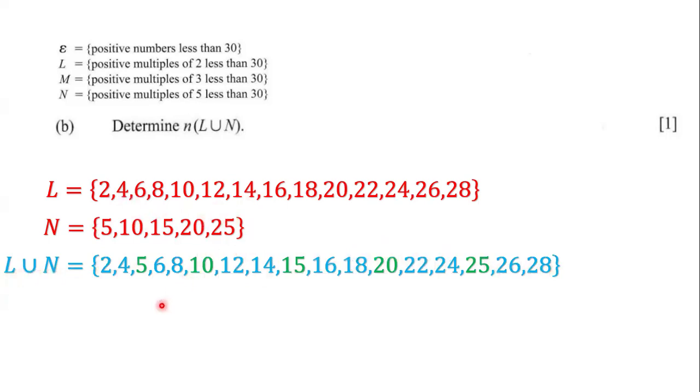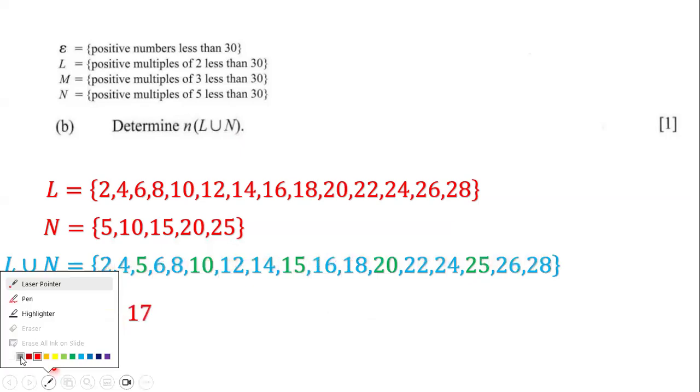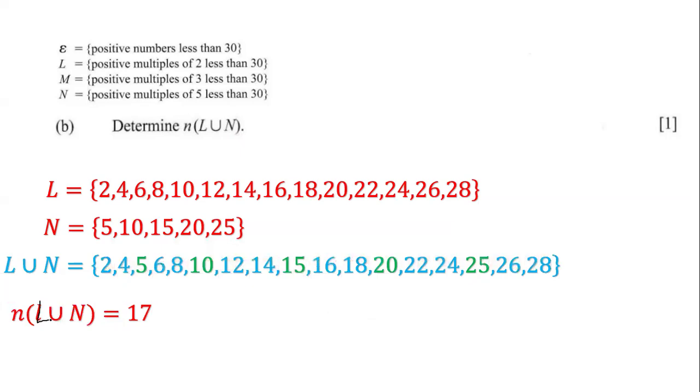Now, how many elements are in the set? We can count. It is 1, 2, 3, 4, 5, 6, 7, 8, 9, 10, 11, 12, 13, 14, 15, 16, 17. So there are 17 elements in the union of L and N. So the number of elements of L union N is going to be equal to 17. So the answer here is 17.